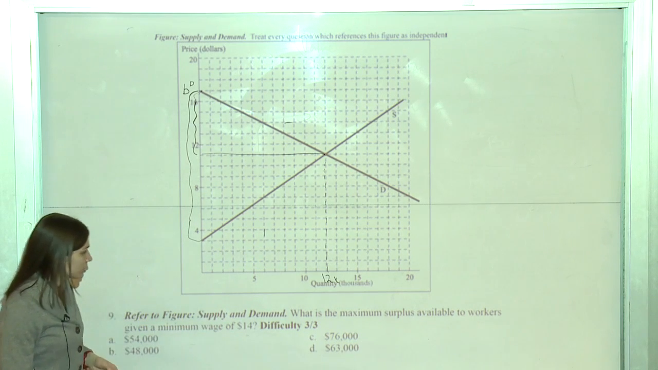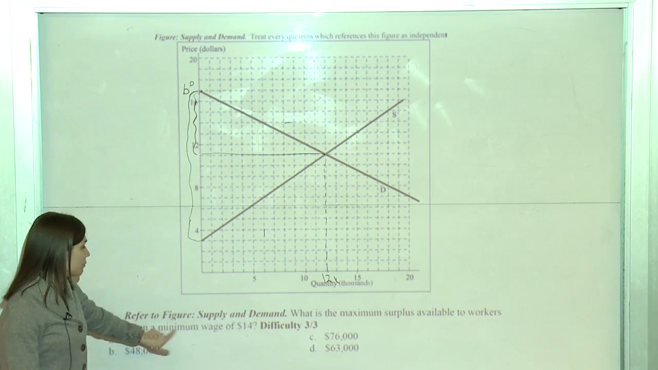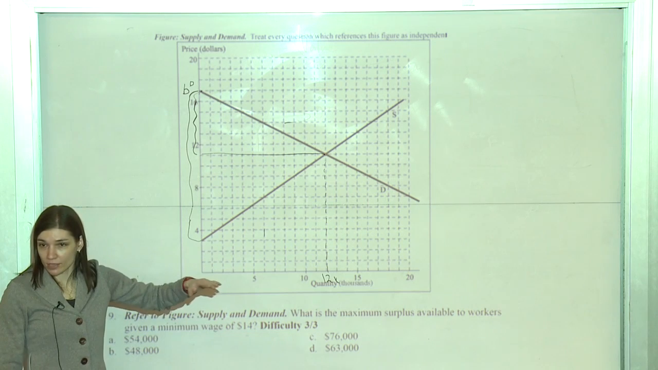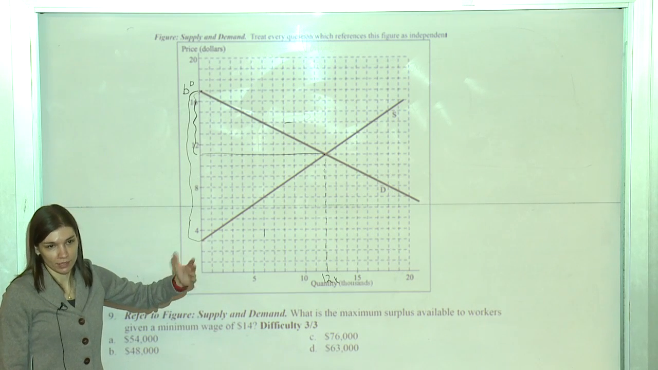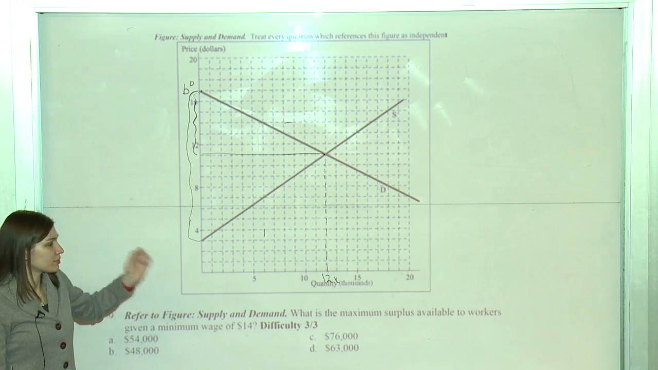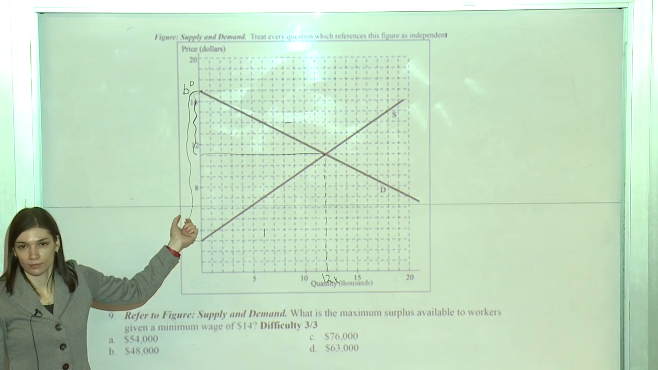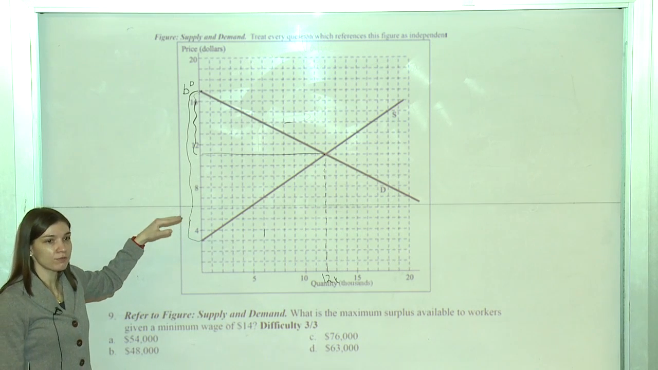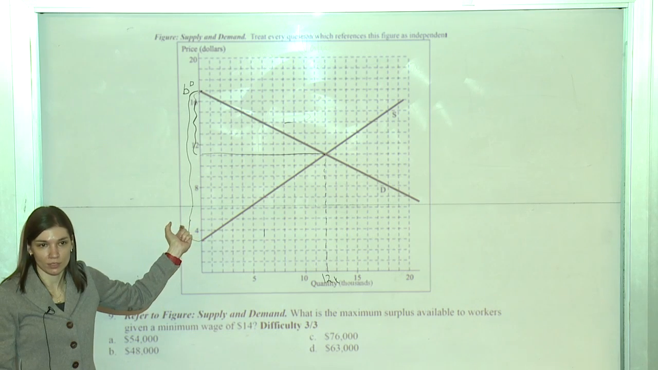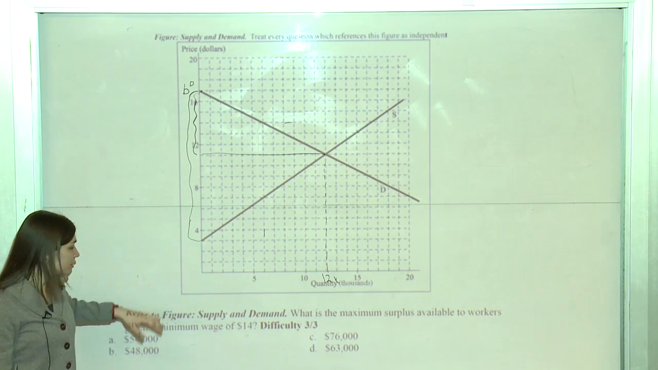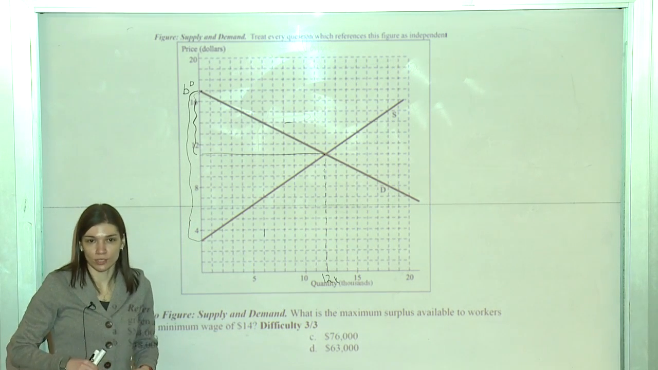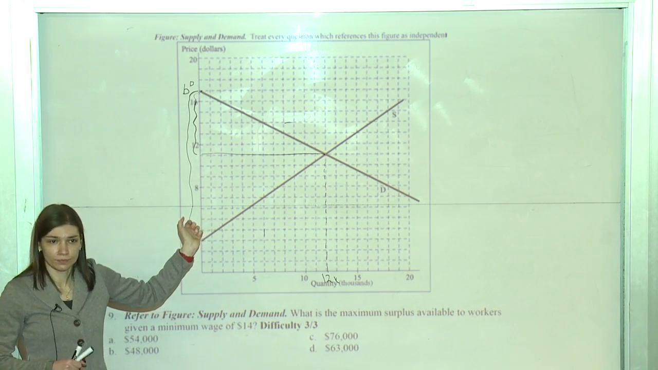So this question is, if there is a minimum wage of 14, meaning a price floor of 14, which is what minimum wage is, what is going to be the maximum surplus available to producers? So at a price floor of 14, what is producer surplus? That's what this question is. We have a price floor, which means we cannot sell for less than 14.